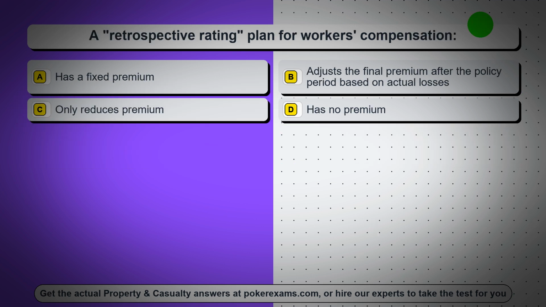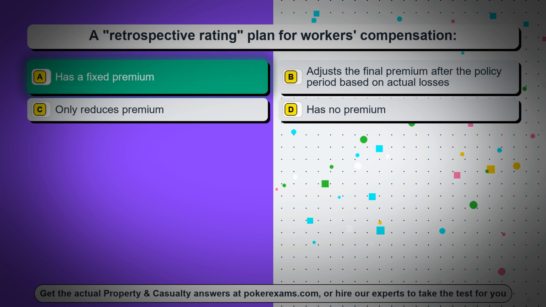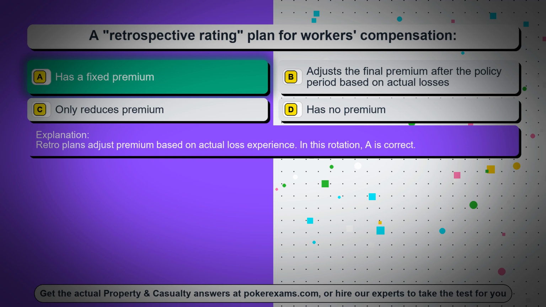Question 4. A retrospective rating plan for workers' compensation: Option A, has a fixed premium; Option B, adjusts the final premium after the policy period based on actual losses; Option C, only reduces premium; Option D, has no premium. The correct answer is Option A, has a fixed premium. Retro plans adjust premium based on actual loss experience. In this rotation, A is correct.